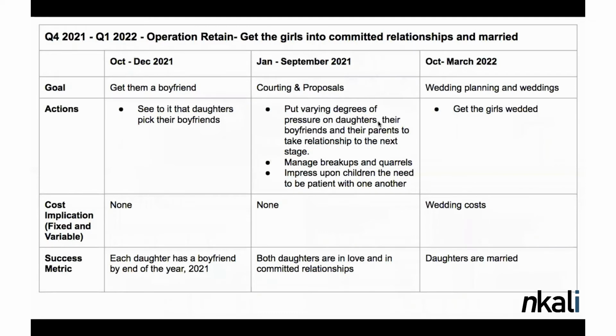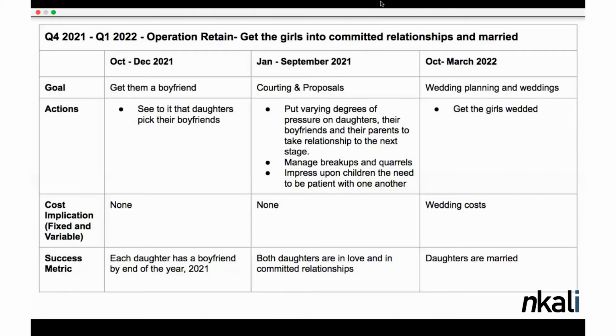Okay. Now, Operation Retain, to get the girls into committed relationships. This will run from Q3 of 2021 to the end of Q1 of 2022. How she's going to do this is, number one, between October and December of 2021, she needs to get them boyfriends, right? Her action is to see to it that her daughters pick boyfriends. What is she going to do to accomplish this?